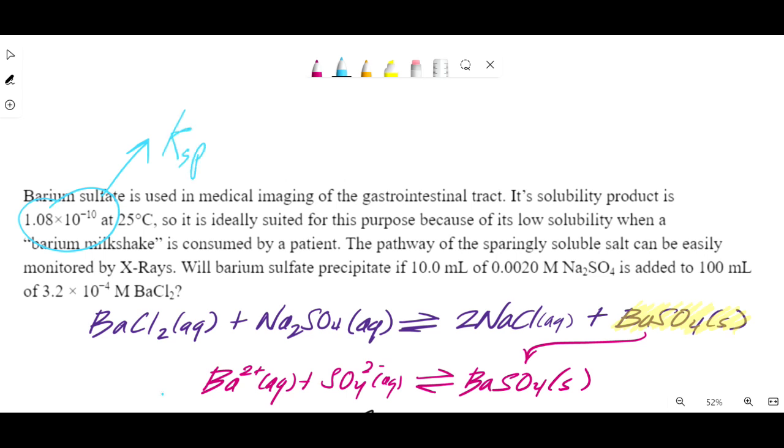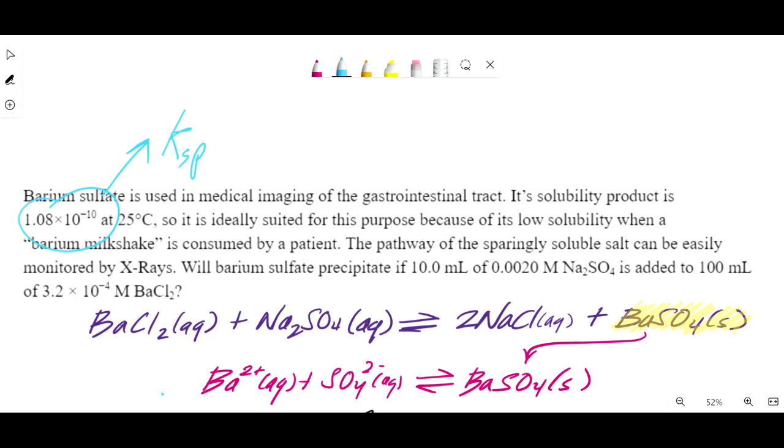Okay, and we already know that's going to be relevant as we're going to be comparing Q to that number. The pathway of the sparingly soluble salt can be easily monitored by X-rays. Okay, will barium sulfate precipitate if 10.0 milliliters of a 0.0020 molar sodium sulfate solution is added to 100 milliliters of 3.2 times 10 to the negative 4th molar barium chloride solution? So those volumes, those concentrations are going to be very important to us.